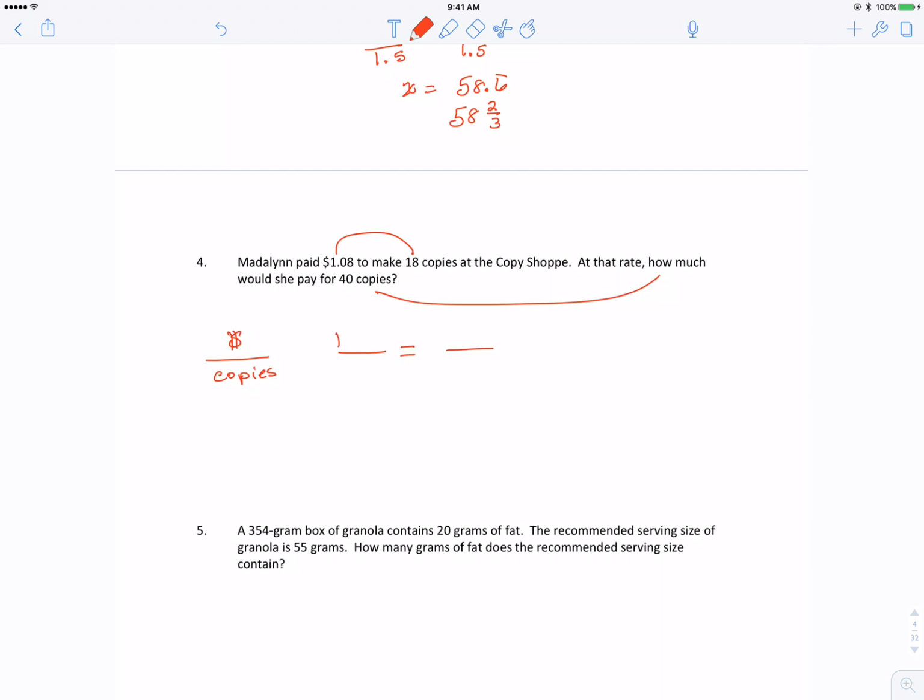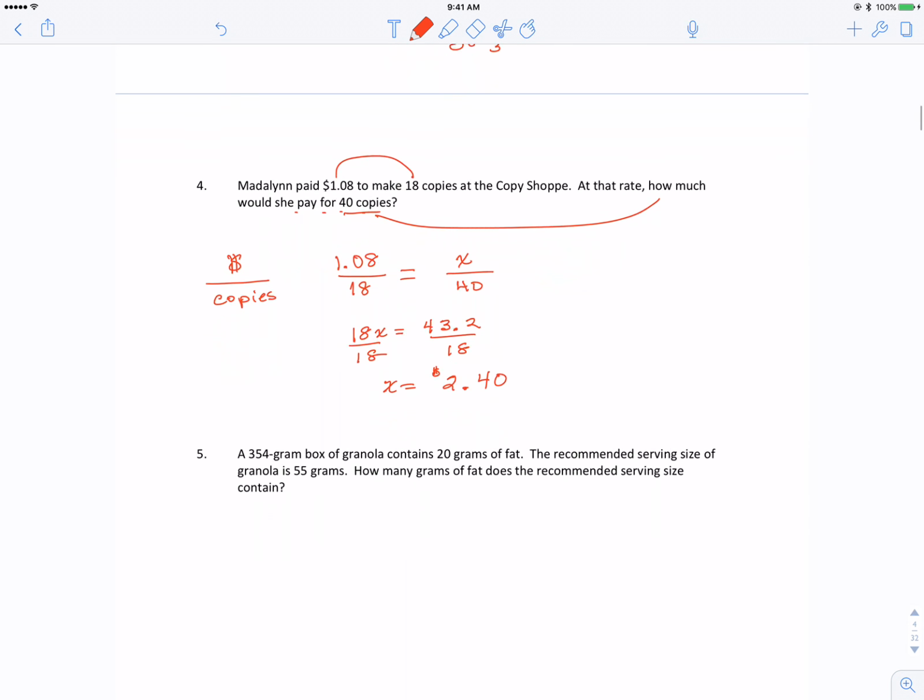In my proportion, the $1.08 goes to the 18. At this rate, how much would she pay for 40 copies? 40 is copies, going to go on the bottom. I'll put my X on top. Cross multiply, 18x when I multiply here would be 43.2. Divide by 18 and we get 2.4. But it's money. How much will it cost? So more like $2.40.